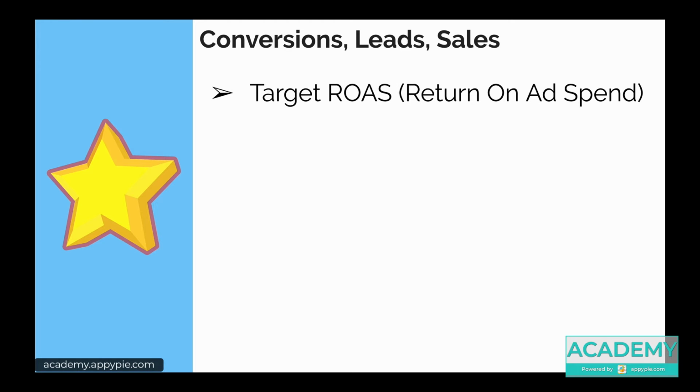Now you have an option for target ROAS. ROAS stands for return on ad spend, meaning like if you spend $10, you want to have a return of 100%, which means you're going to make $20, right? That's the kind of bidding strategy.